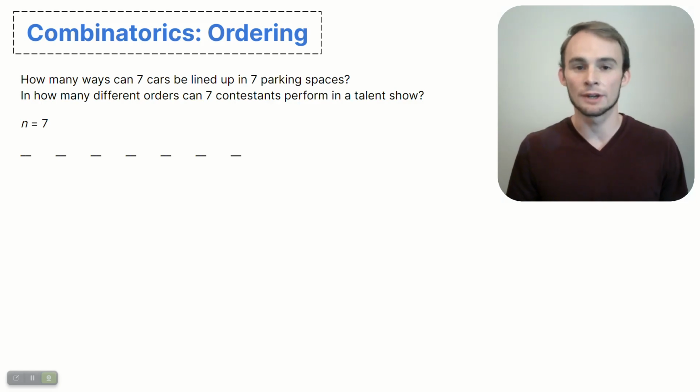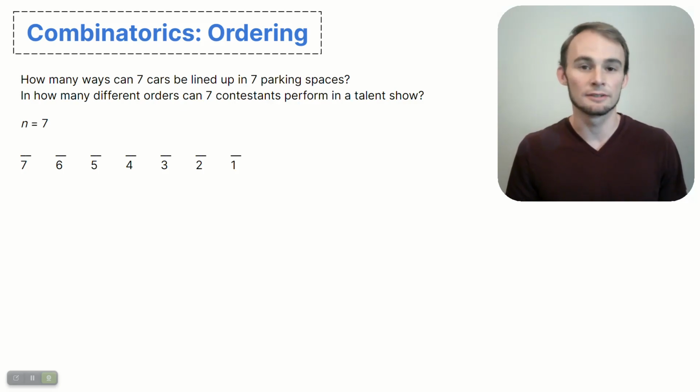So if we're thinking about 1 car or 1 contestant, there are 7 options for the first slot. And then since 1 has already been assigned, there are 6 options for the second slot. And then since 2 have already been assigned, there are 5 options for the third slot, and so on and so forth. And this is why we will use factorials very often in combinatorics questions.